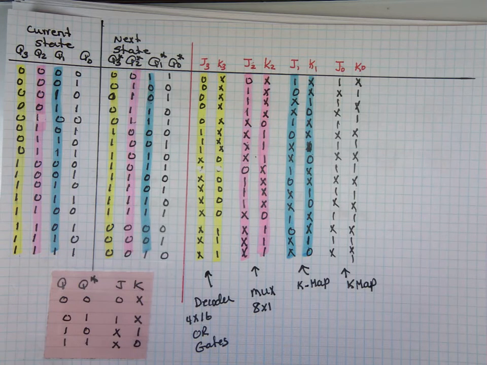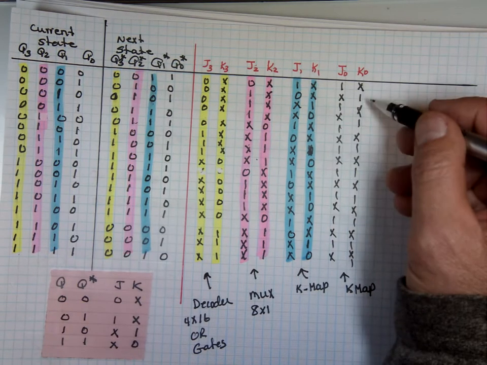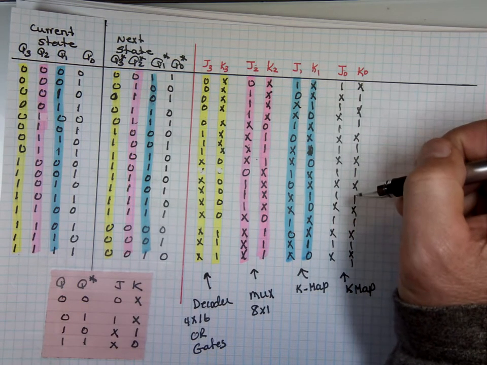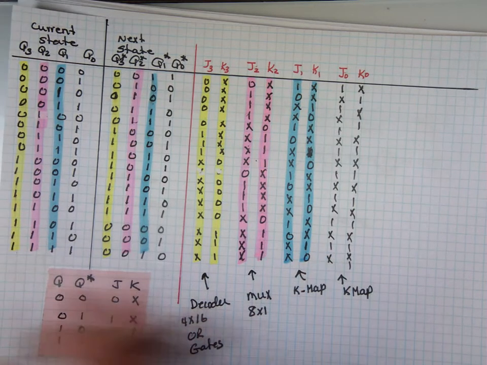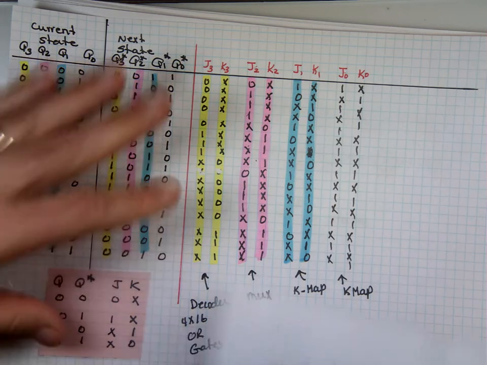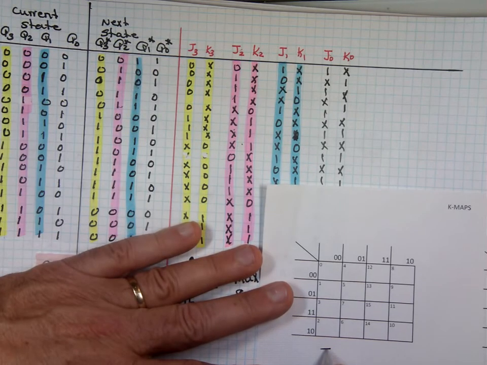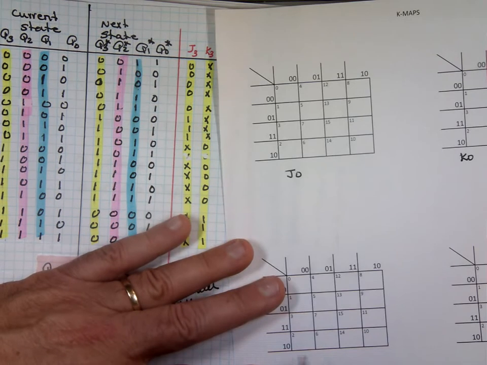If you notice actually this here, if you do a K-map for this, you're going to have 1s and 0s in it. Right? So let's do a K-map. Oh, I might have some here. So this is for J0 and this is for K0. We'll go through them. And this is for J1 and K1.